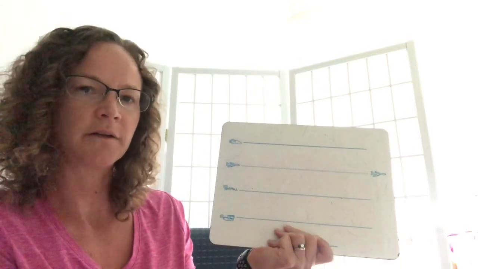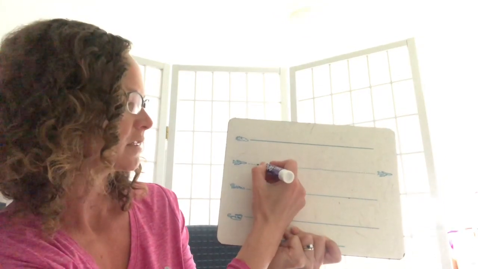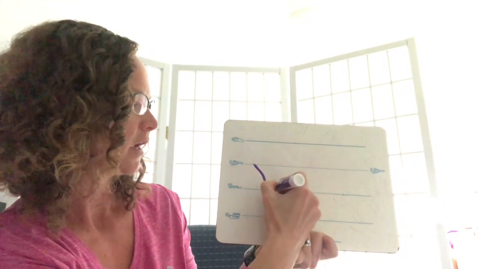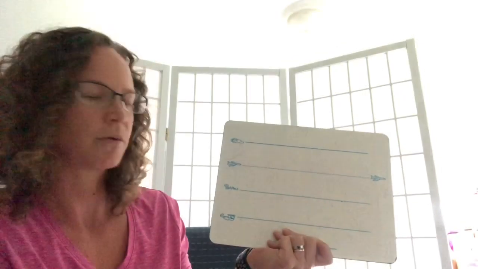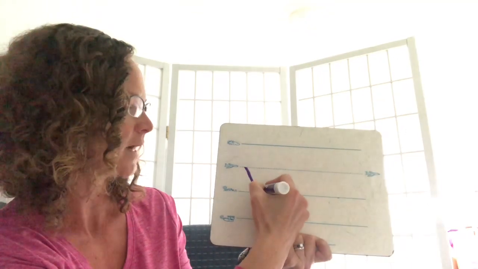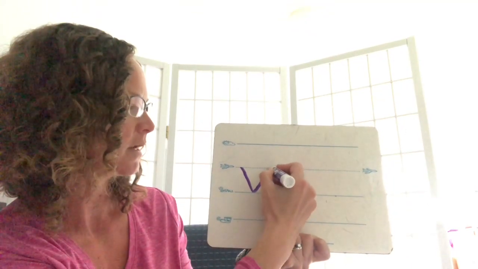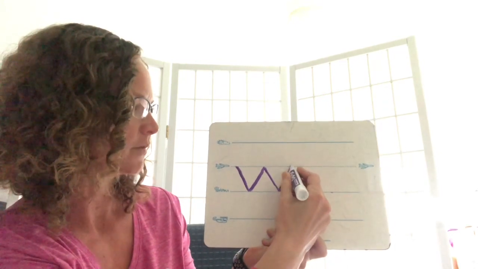Our next diagonal letter is a V. It's a small letter, so we start at the plane, and we slide to the grass, and we slide back up to the plane. Now we have W. Again, it's a small letter. It starts at the plane, and we slide to the grass, slide up to the plane, slide back down to the grass, slide back up to the plane.